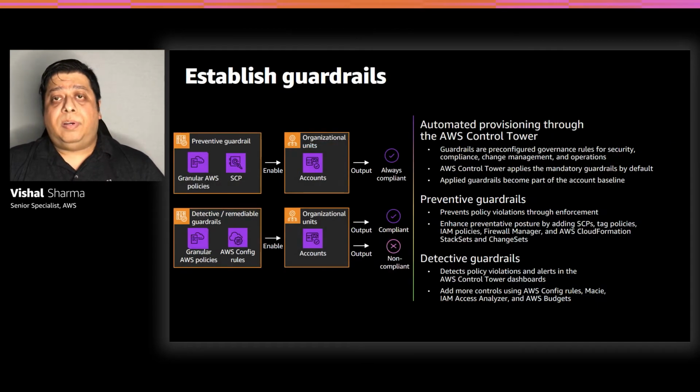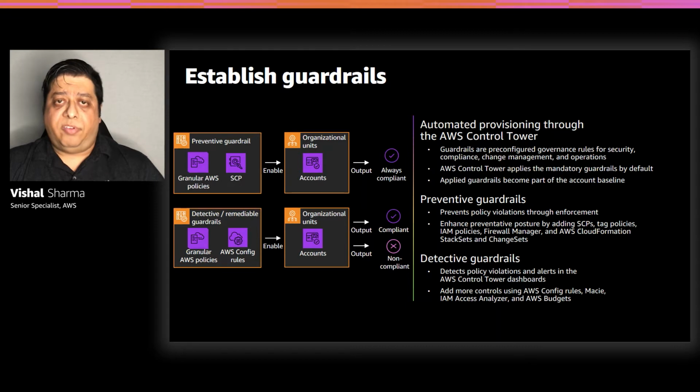AWS Control Tower comes with a set of predefined guardrails. Now, guardrails are pre-configured governance rules for security, compliance, change management, and operations. These guardrails are created based on AWS best practices. AWS Control Tower applies the mandatory guardrails by default. You can choose to apply other guardrails as per your business need.